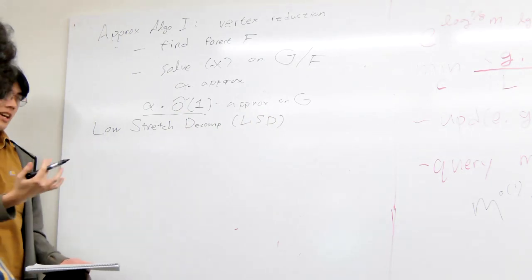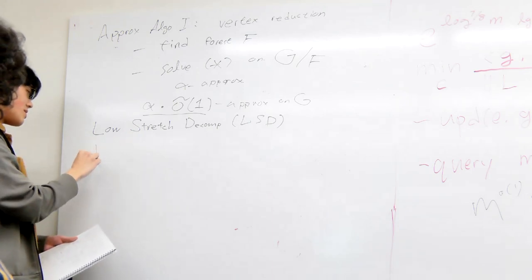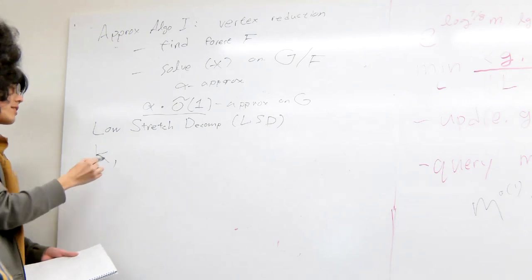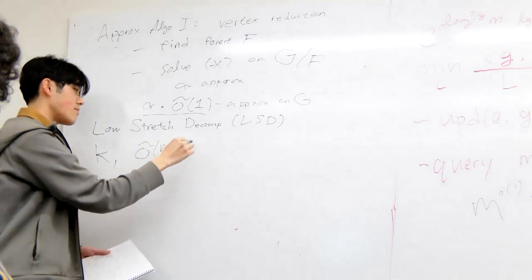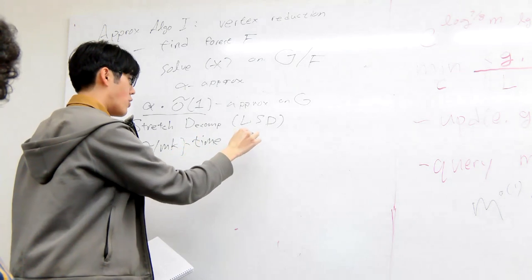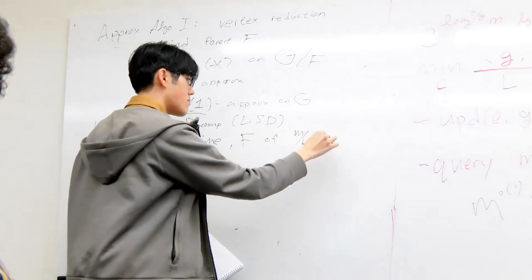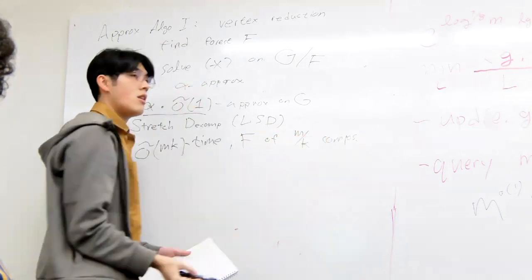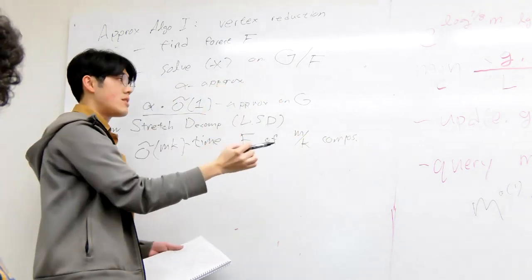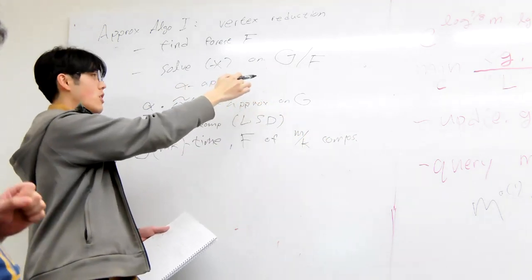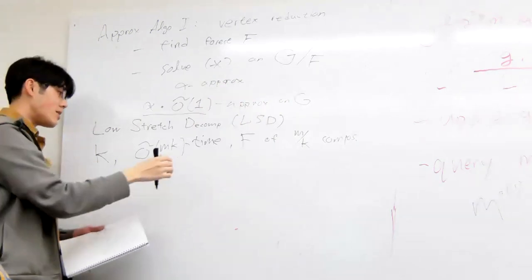So what does this algorithm do? Given a size reduction factor k, I will find, in O tilde of m times k time, a forest F of n over k components. Why do I want n over k components? That means the number of vertices in the contracted graph G over F has only n over k vertices, right?